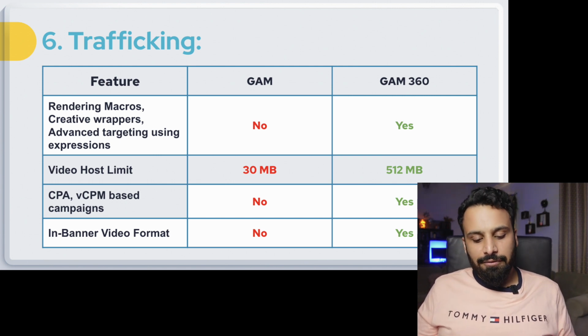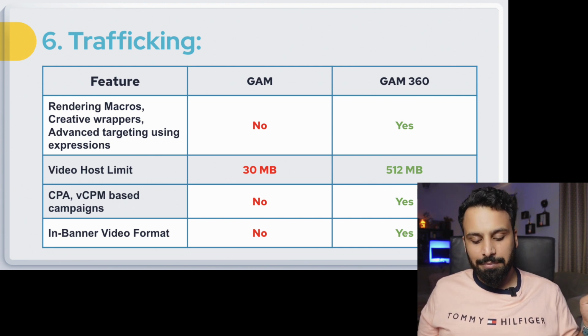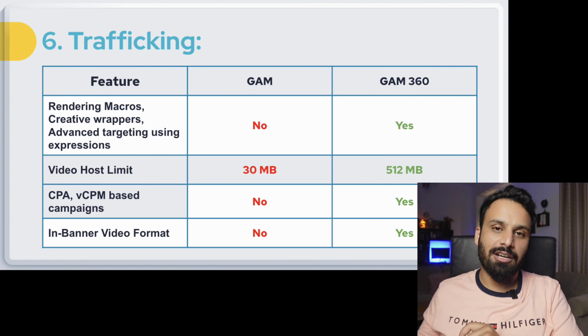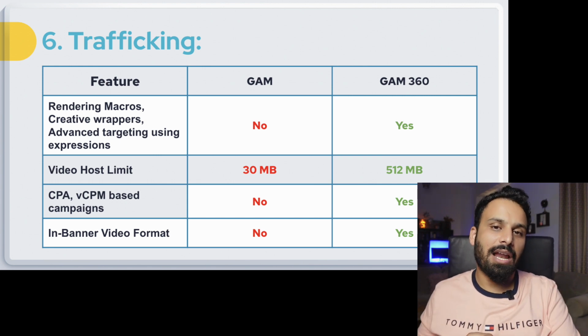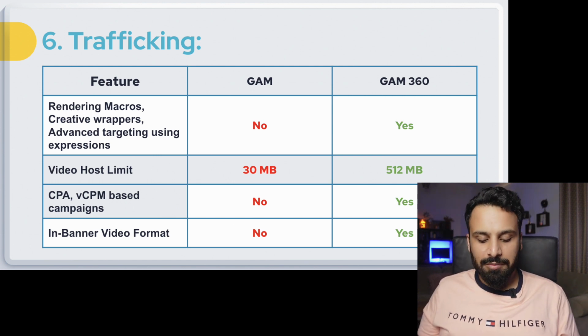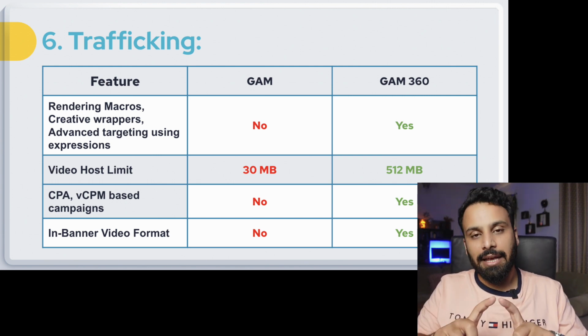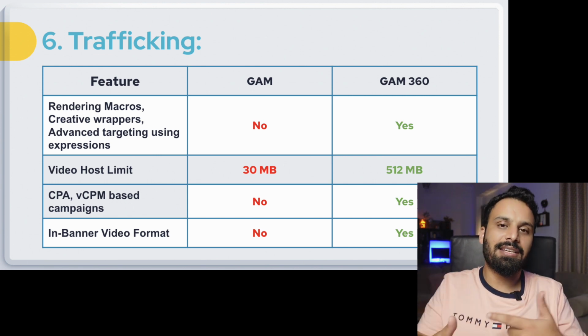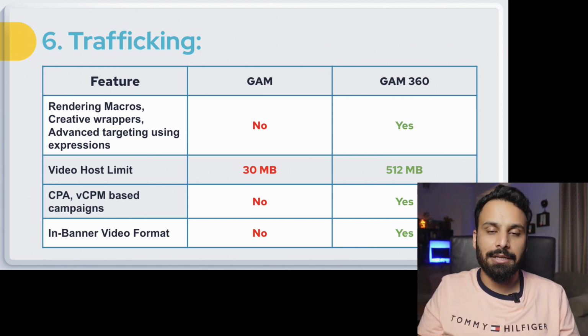Then in terms of trafficking, in Google Ad Manager, you cannot run CPA, VCPM based campaigns, like you cannot run cost per acquisition targeted campaigns, but in Google Ad Manager 360, you can do that. And also in terms of in-banner video format, it's an ad format which looks like a banner and there is a video which appears within that banner. So you can run that in Google Ad Manager 360, but not in the Google Ad Manager account.